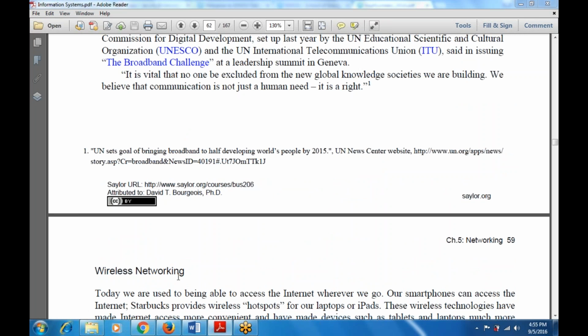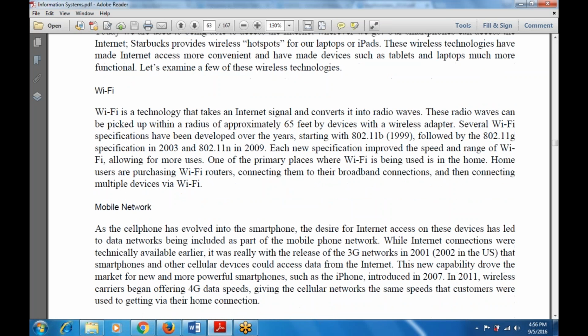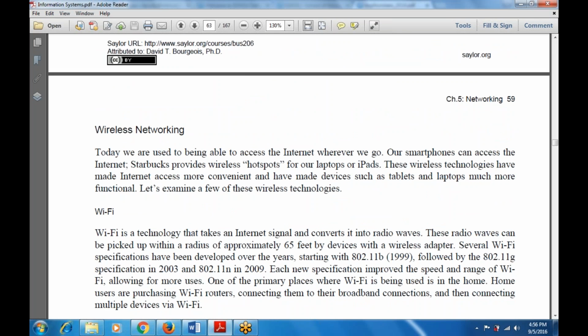So next is the wireless connection, which I'm going to start in the next class, because it's a new topic and this is not going to start right now. We are going to start with wireless networking in tomorrow's class.